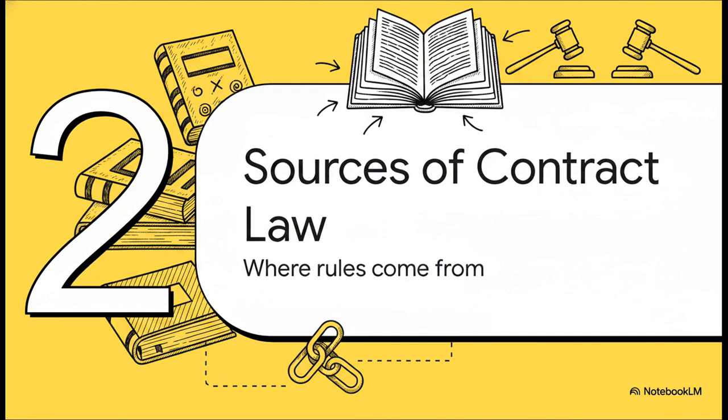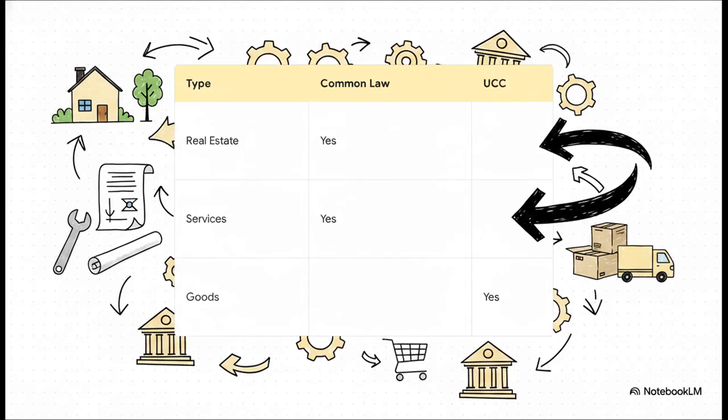Moving right along to Section 2, sources of contract law. Basically, where do the rules come from? Because as future lawyers, we absolutely need to know which rulebook to open up when things go sideways. Okay, mental snapshot time. This comparison is a classic 1L exam cheat sheet. Contract law basically comes from two main buckets.